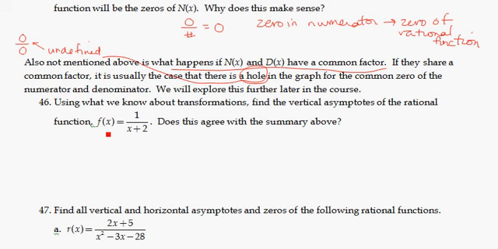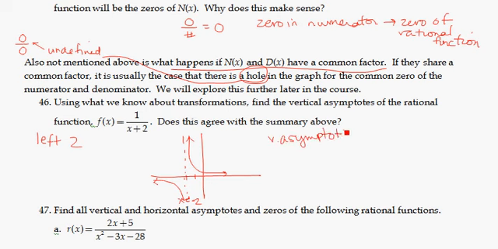So let's look at a simple example. If we just think about transforming our parent function, the reciprocal function, by adding 2 inside the function, we know that's going to shift the graph left 2. And so what do we have for asymptotes? Well, we have a vertical asymptote at x equals -2, and the horizontal is still y equals 0.